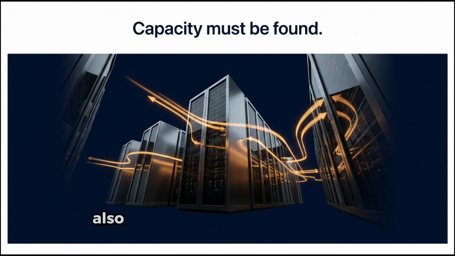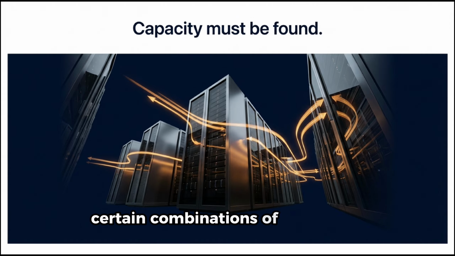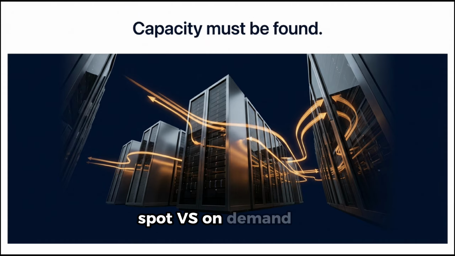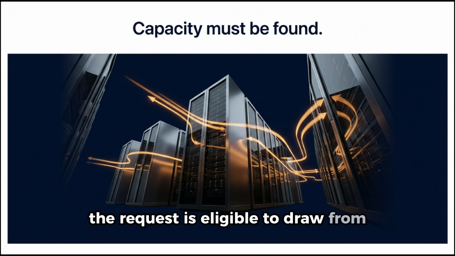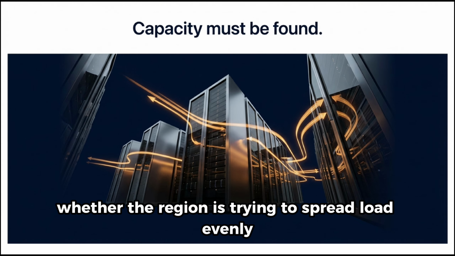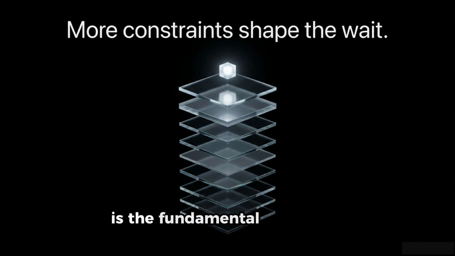The scheduler also has to account for constraints you didn't specify in your request: placement groups, rules about which physical hosts can or can't run certain combinations of workloads, dedicated tenancy, whether the hardware can be shared with other customers, spot versus on-demand versus reserved, which capacity pools the request is eligible to draw from, availability zone balance, whether the region is trying to spread load evenly across its physical locations. And underneath all of this is the fundamental constraint: physical capacity is finite.